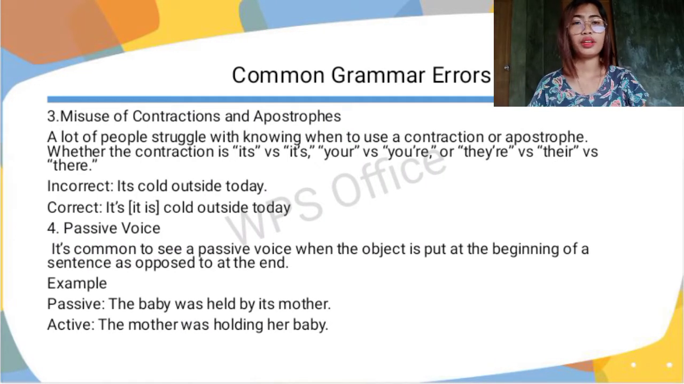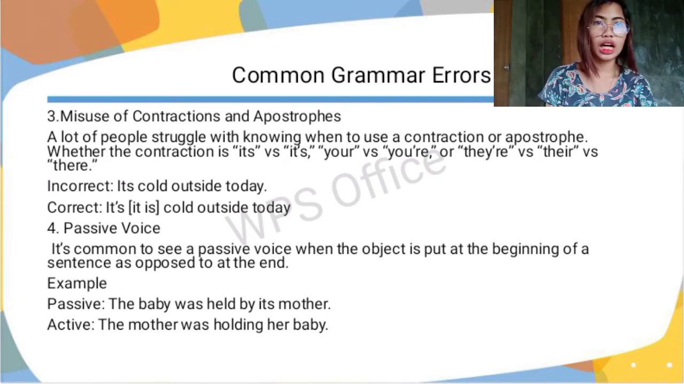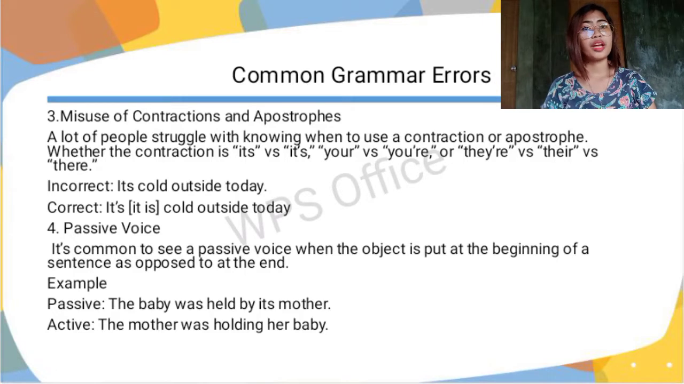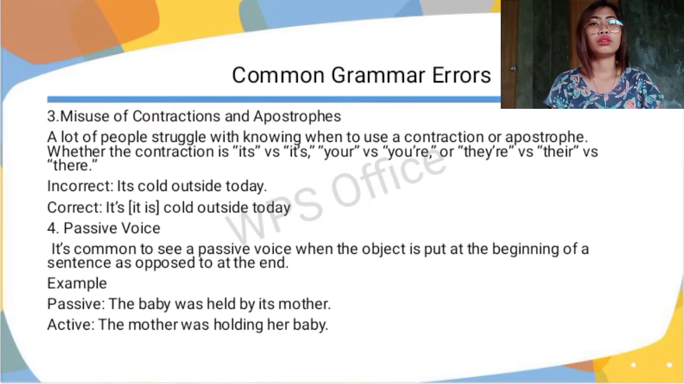The next common grammar error is misuse of contractions and apostrophes. A lot of people struggle with knowing when to use a contraction and apostrophe, whether it's its and it's, your and you're, there and they're, and their. So, for example, the incorrect sentence is "Its cold outside today," and the correct sentence is "It's cold outside today." So, the "it's" with an apostrophe means "it is."